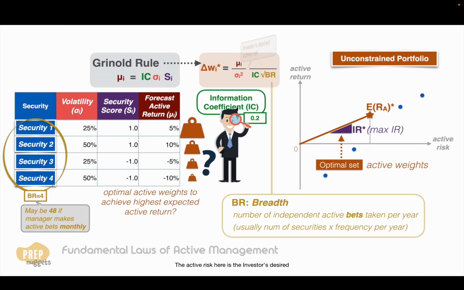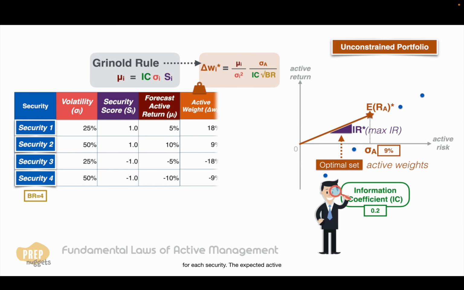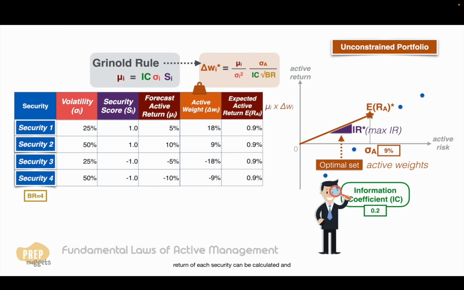The active risk here is the investor's desired active risk. So let's say the investor wishes to limit risk to 9%, we apply the formula and we get the following optimal active weights for each security. The expected active return of each security can be calculated, and if we sum them up, we get the expected active return of the portfolio, which is 3.6%. Since information ratio is the active return over active risk, the information ratio for this optimal portfolio is therefore 0.4.